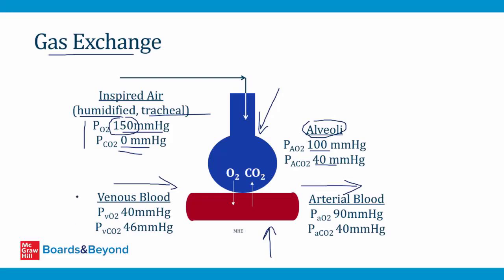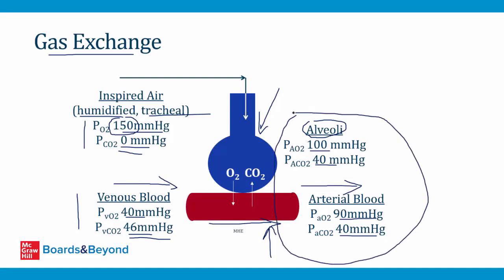On the blood flow side, venous blood enters the pulmonary capillaries with an oxygen content of about 40 millimeters of mercury and a partial pressure of carbon dioxide of about 46. The blood then flows past the alveoli and things change. So oxygen gets picked up and the PaO2 in the arterial blood rises to about 90. And the PaCO2, which was 46, falls to about 40. And what's happening here is the concentrations are equilibrating between the alveoli and the arterial blood. So the CO2 is becoming the same in the arterial blood as we've got in the alveoli.